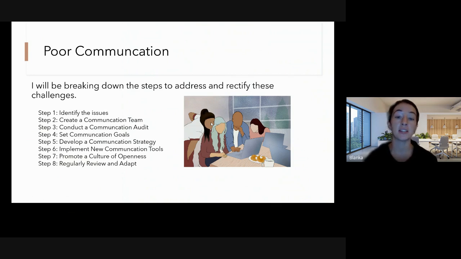Our strategy doesn't end with just implementation. We need to continuously monitor and evaluate its effectiveness. Seek feedback from employees and be ready to make adjustments as necessary. Embracing this 8-step process, we not only embark on a journey of immediate improvement, but also lay the groundwork for sustained success in fostering a communicative, collaborative, and thriving workplace.